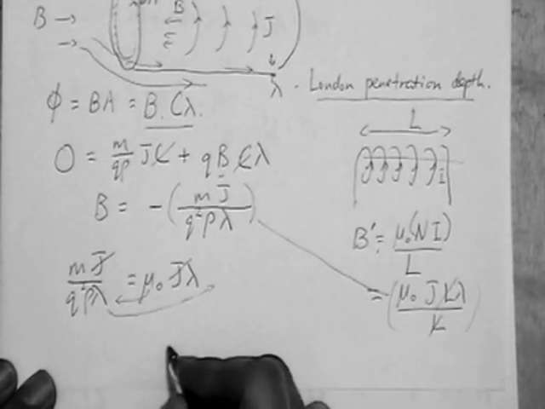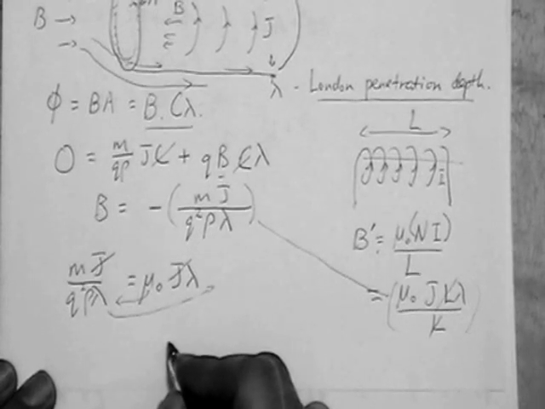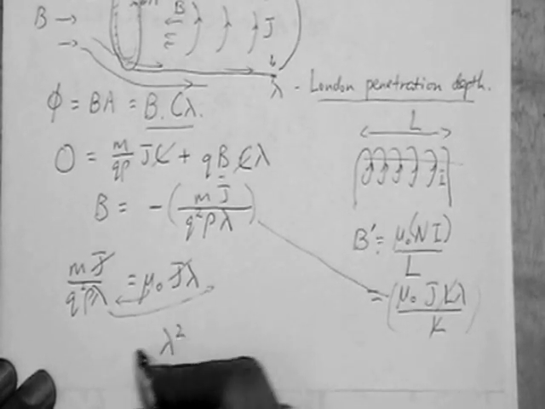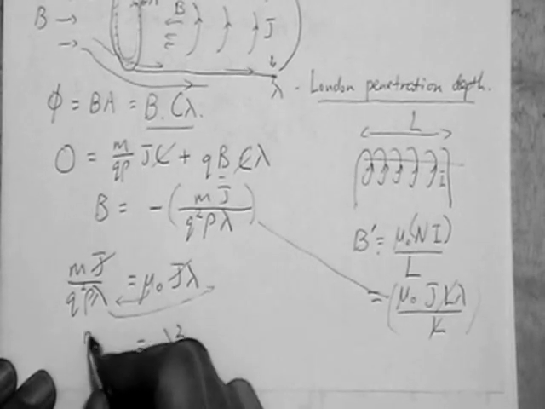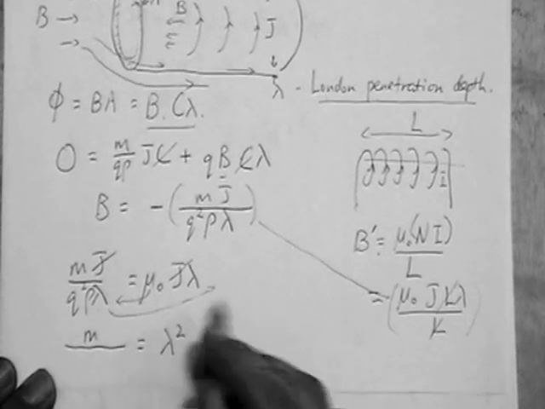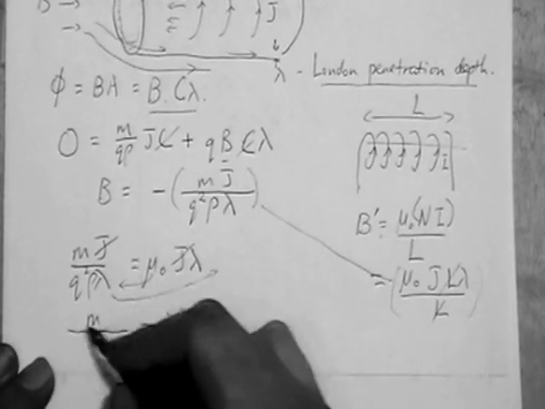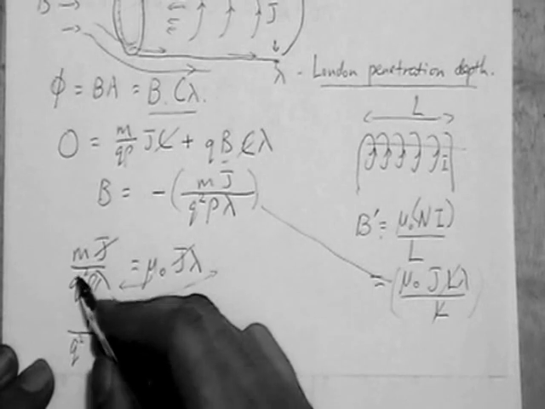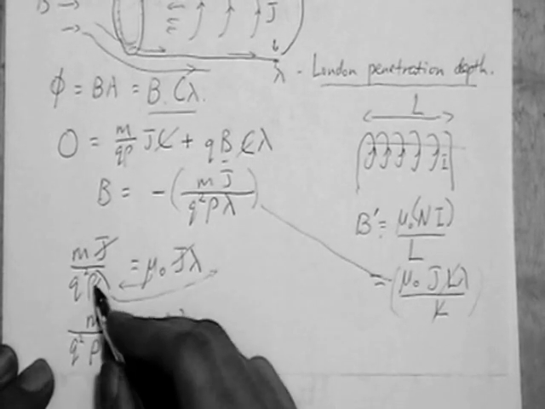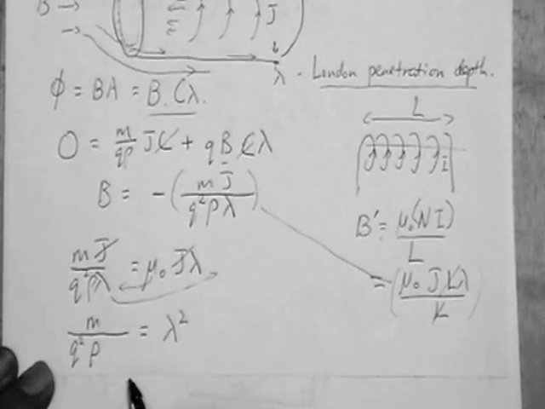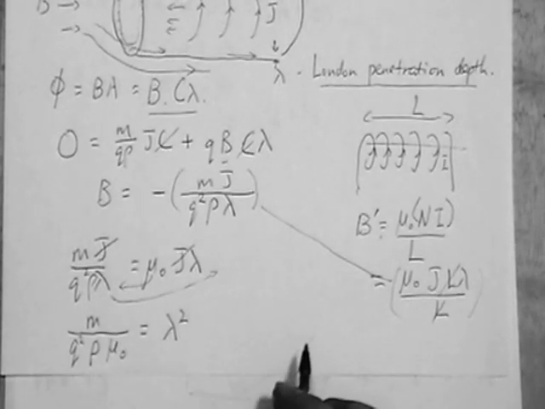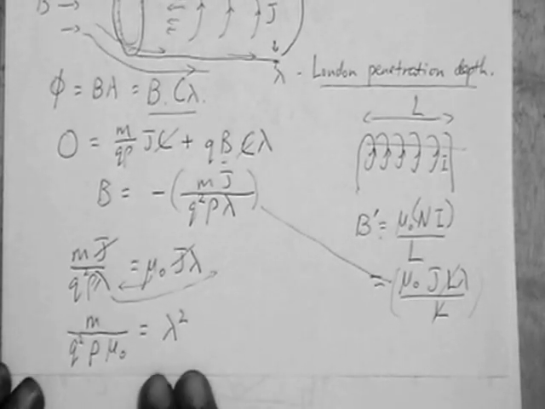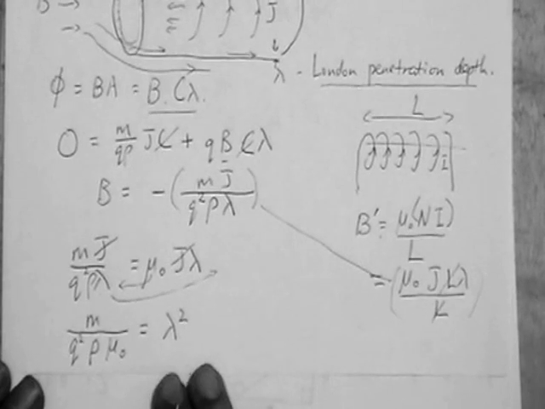And once we do that, we get lambda squared is equal to m over q squared rho mu naught. So that's our formula for the London's penetration depth.